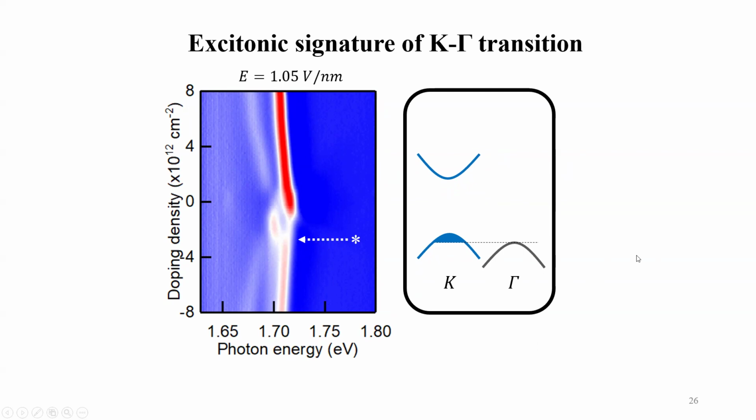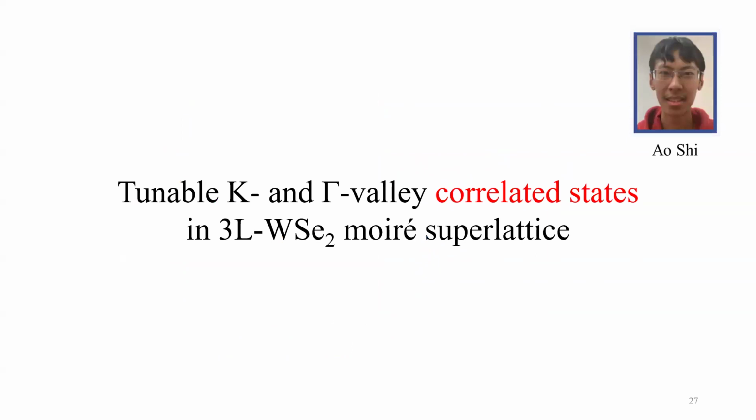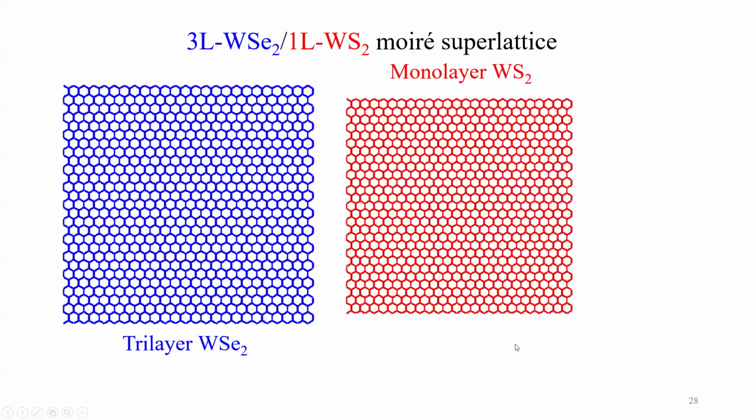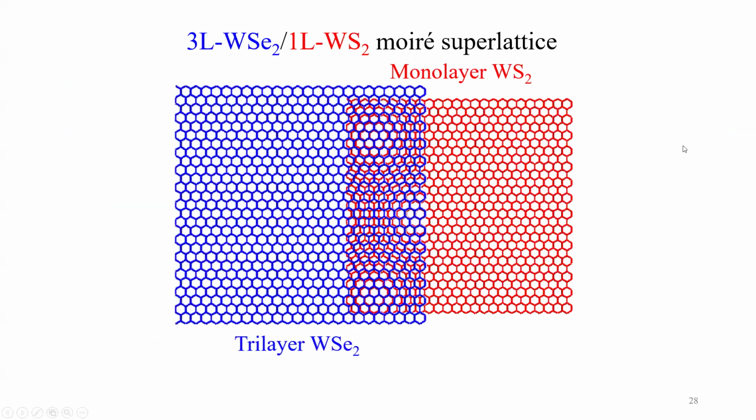So based on this idea, we can think about the K-gamma valley switchable correlated states. And this part of work is mainly done by Aoshi in our group, which is related to tunable K and gamma valley correlated states in trilayer WSe2 Moiré superlattice. I just briefly introduce the background. This is a simplified lattice structure of trilayer WSe2. If we have another perturbation layer, for example, a monolayer WS2, and we put the trilayer WSe2 on top of the monolayer WS2, we can form Moiré pattern.